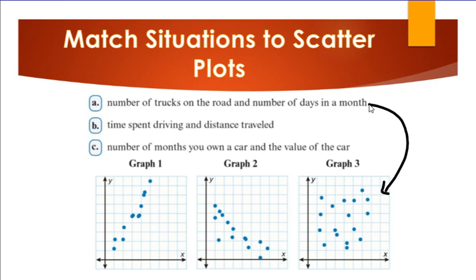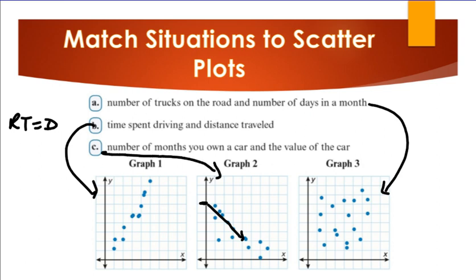The time spent driving and distance traveled. Well, if you think of rate times time equals distance, the longer you drive, the farther you go. So that would have to be graph 1. Because if the time goes up, your distance goes up. And then the number of months you own a car and the value of the car. Well, when you buy a car, it has a high value. But as you drive it, the longer you have it, it loses value, so it goes down. So we would say C would be graph 2.